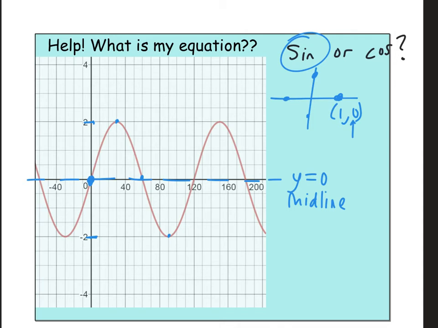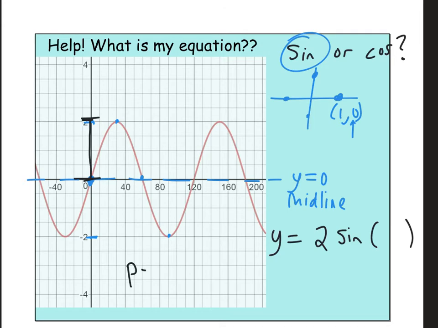Now, let's think about the period and the amplitude and all that good stuff. So we know it's y equals something sine of something, right? The amplitude, which is going to go in front and be the vertical multiplier, vertical stretch, from the midline, this thing's going up 2 and down 2, so that is the amplitude. So all we need to find now is the period, and that'll give us the b value.